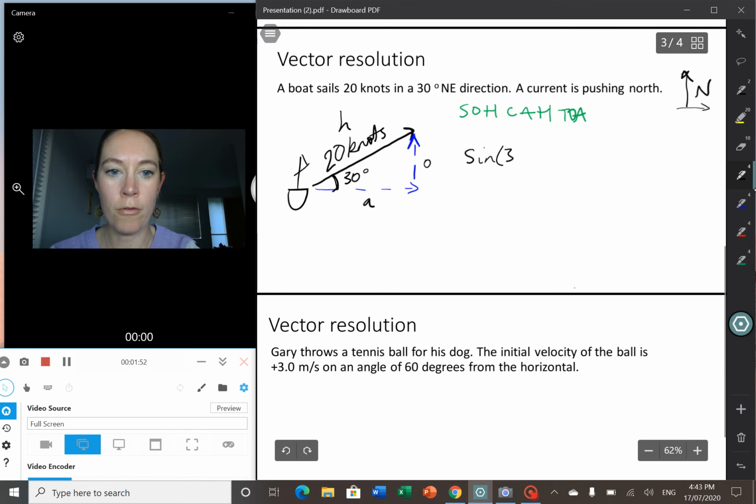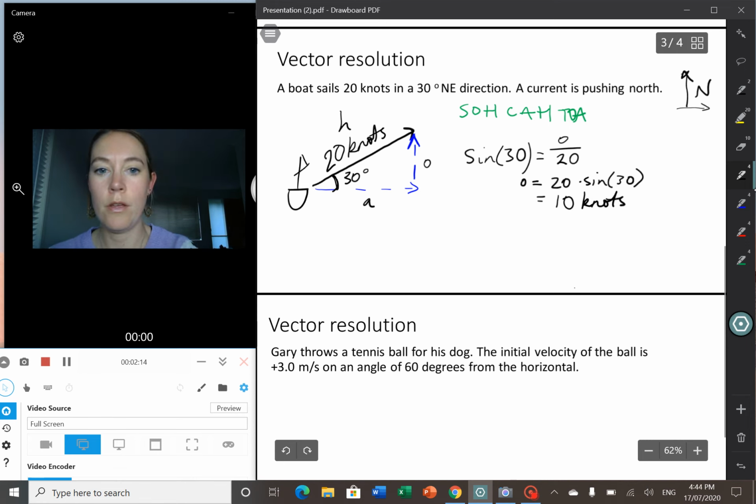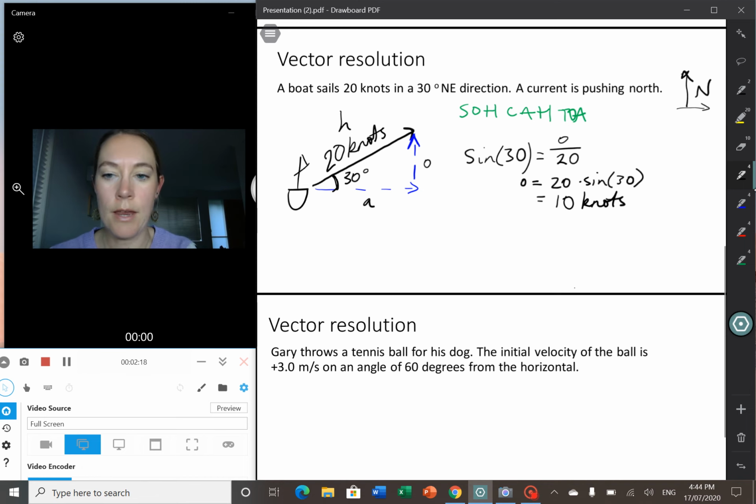So sine of angle 30 is going to be equal to the opposite side over 20 knots. So the length of the opposite side is going to be 20 times sine 30, which is going to be 10 knots. So what that's saying is that the speed of the current is 10 knots and the direction is a northerly direction.